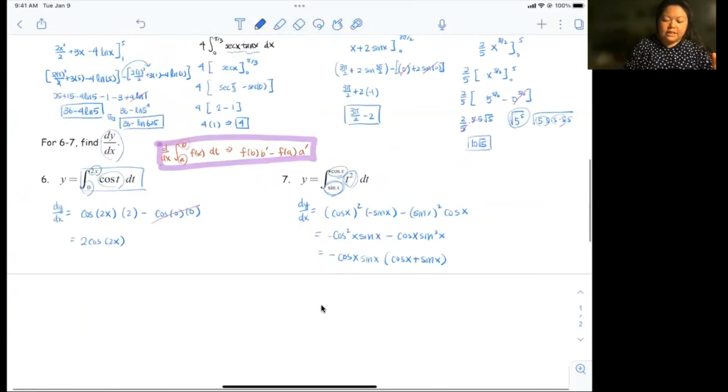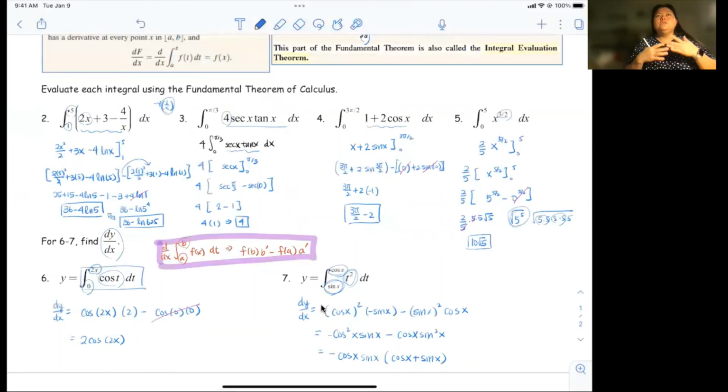Okay. All right. That's it for the fundamental theorem of calculus. So it's just a really fancy way of saying take the antiderivative, but now plug in your b, plug in your a, and subtract each other. That's what the theorem is. Okay. All right. That's it.